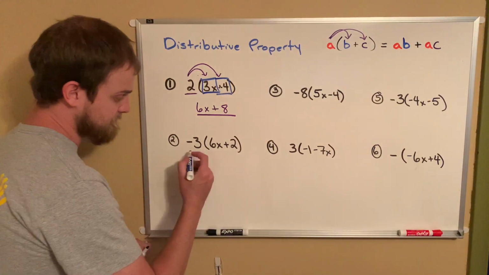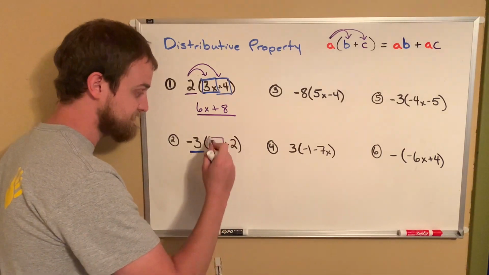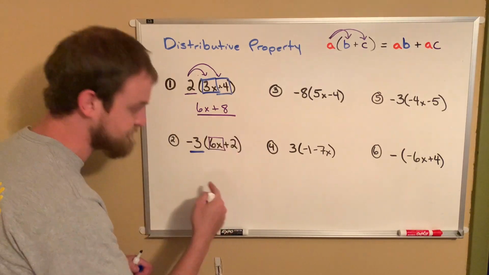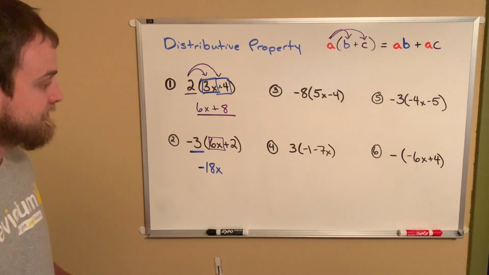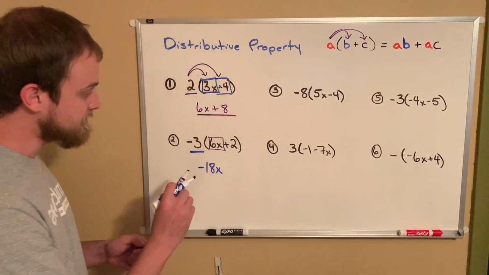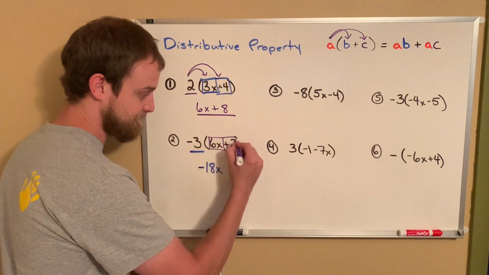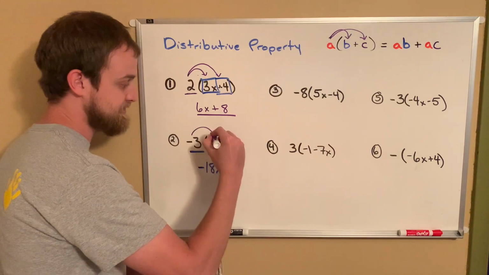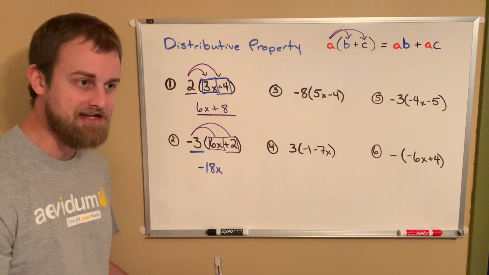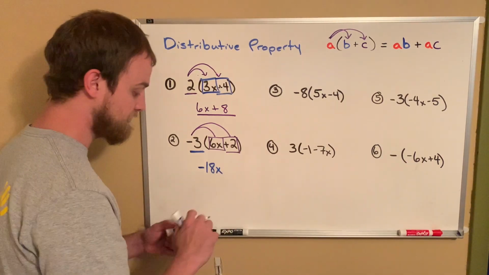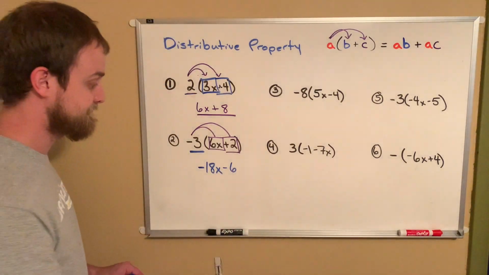Okay? The second one, I'm going to distribute a negative 3. Well, my first term is a positive 6x. So negative 3 times positive 6x would give me negative 18x. And again, the essence of this is really identifying that second term. The second term is positive 2. So I'm going to distribute the negative 3 to the positive 2. What's negative 3 times positive 2? Well, that's negative 6, or it translates to minus 6. And we're done.